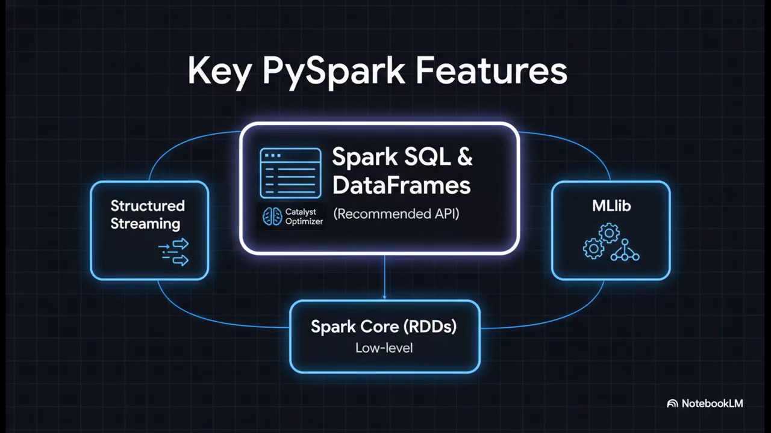Now, when you talk about features, the key is to highlight the DataFrames API. Your interviewer wants to know that you understand why it's the recommended way to go. So you should mention that DataFrames let Spark's Catalyst optimizer work its magic, automatically figuring out the best way to run your query. That's a huge advantage over the old school RDDs, and it'll make you sound like you know what you're talking about.